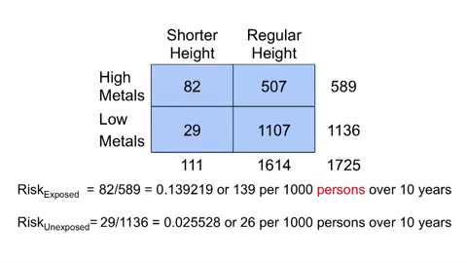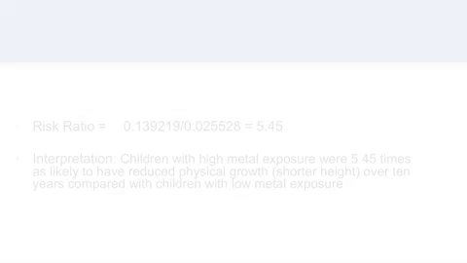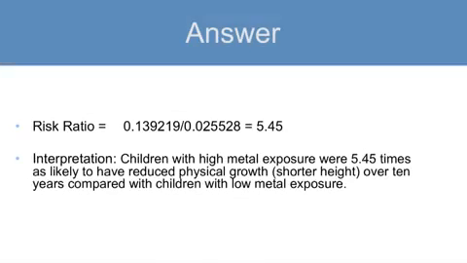Now, I would like you to calculate the risk ratio of decreased growth or shorter height, potentially related to heavy metal exposure. The answer is 0.139219 divided by 0.025528, which is equal to 5.45. The interpretation of this risk ratio is children with high metal exposures at age 5 were 5.45 times as likely to have decreased physical growth or shorter height over a 10-year period compared with children with low metal exposure.